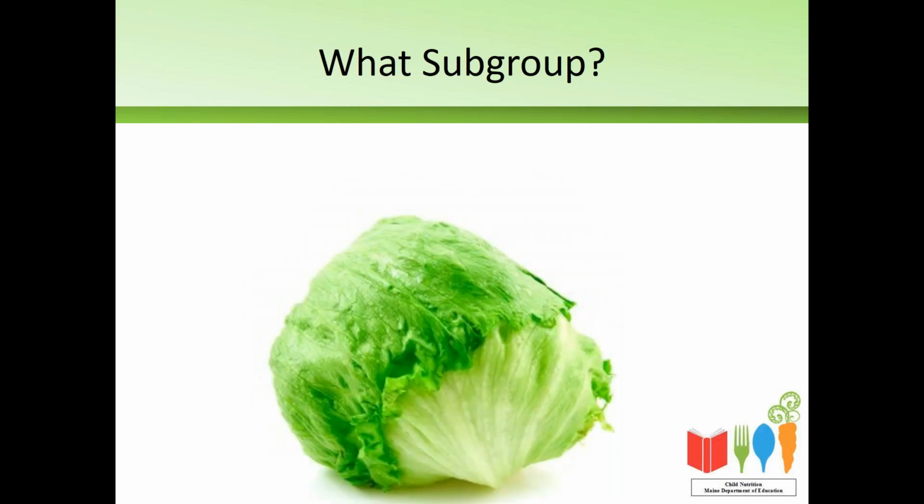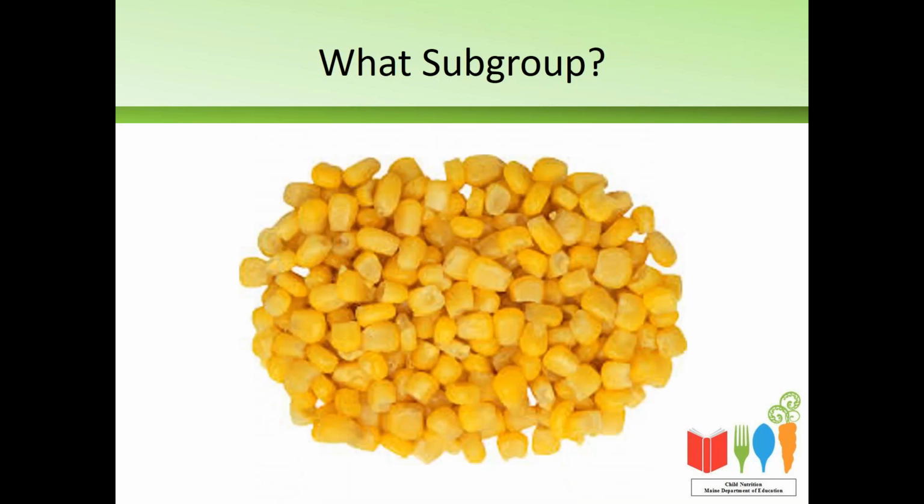Next is iceberg lettuce. And this is in fact an other vegetable. So even though spinach and romaine lettuce fall under the dark green category, iceberg falls under an other vegetable because it's not as nutrient dense as other leafy greens.